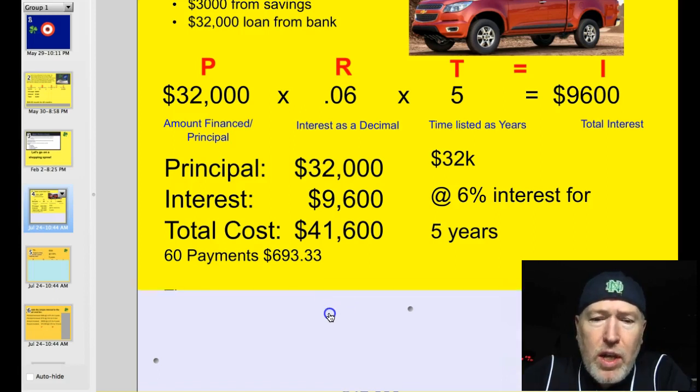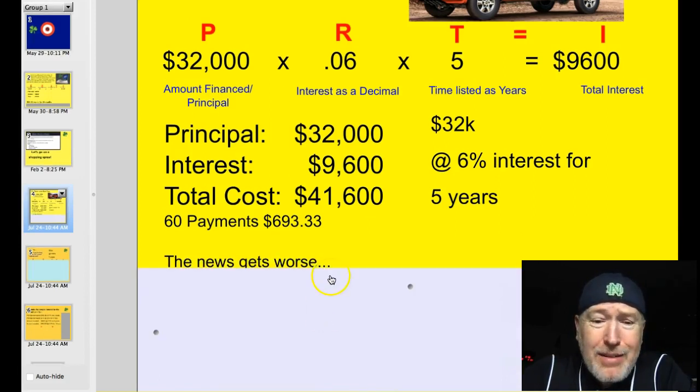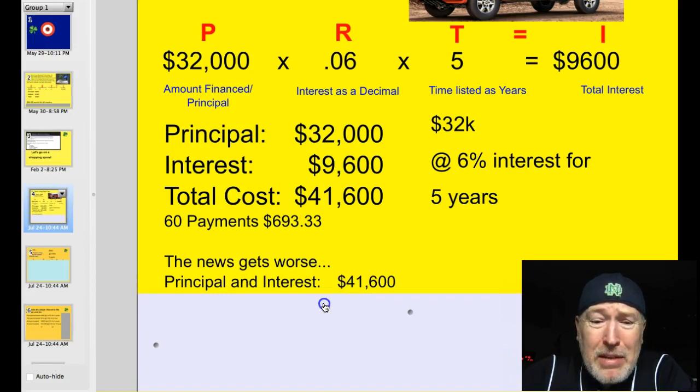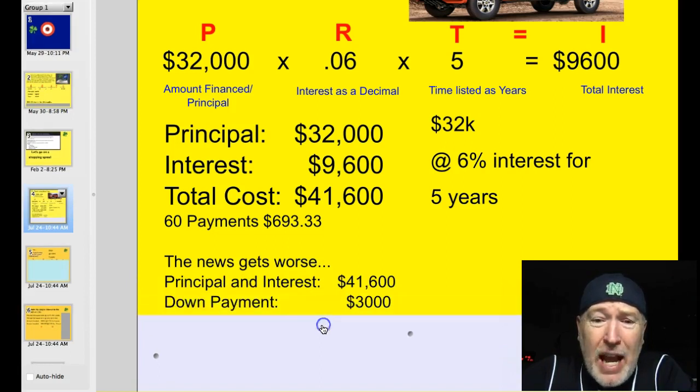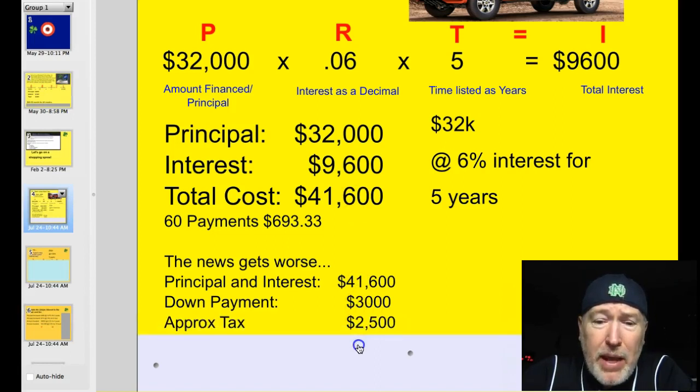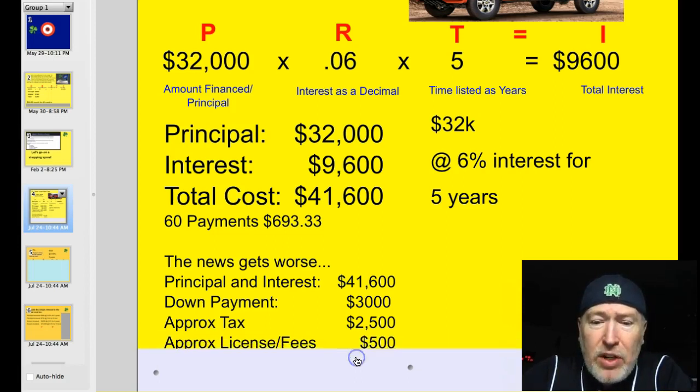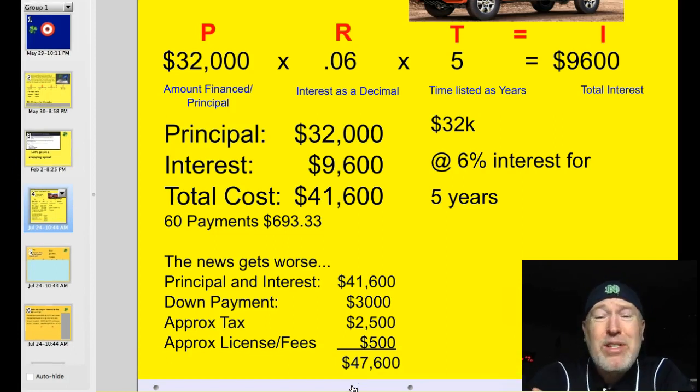And it only gets worse because you forgot he already had paid $3,000 down. So here's the total cost of principal and interest. Here's the $3,000 he took out of his bank account. Plus he'd have to pay tax, $2,500 in tax, and approximately $500 in license fees. That truck would cost probably about $47,600 by the time he was all done with it, paying interest, tax, and fees.